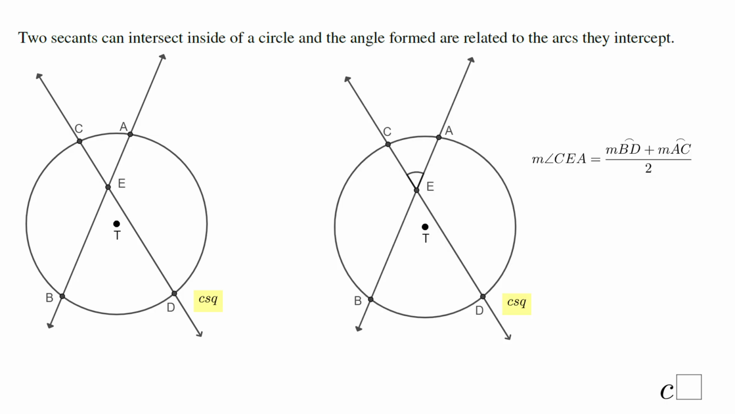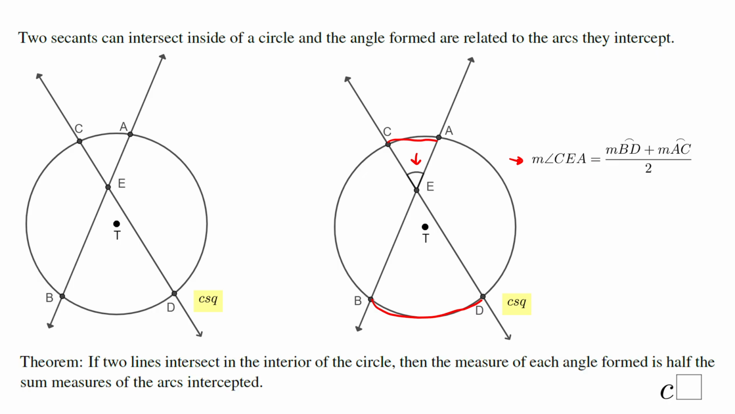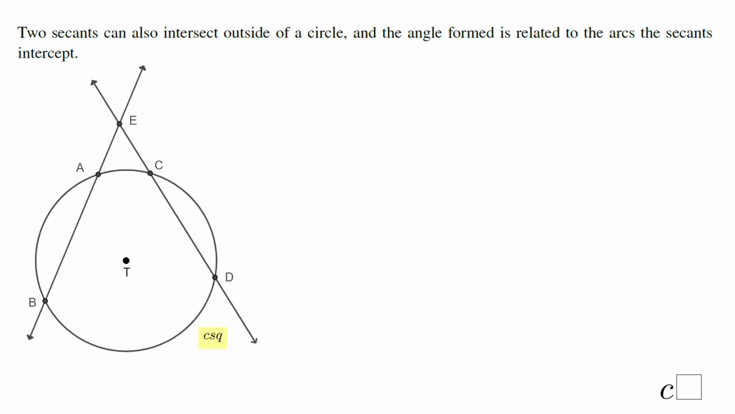I'm going to look at this angle, CEA. And you notice here the formula: that angle is equal to the sum of these two arcs, BD and AC, divided by 2. Okay, don't forget to divide by 2. This is the theorem which says that the angle formed is half the sum of the measures of the intercepted arcs.